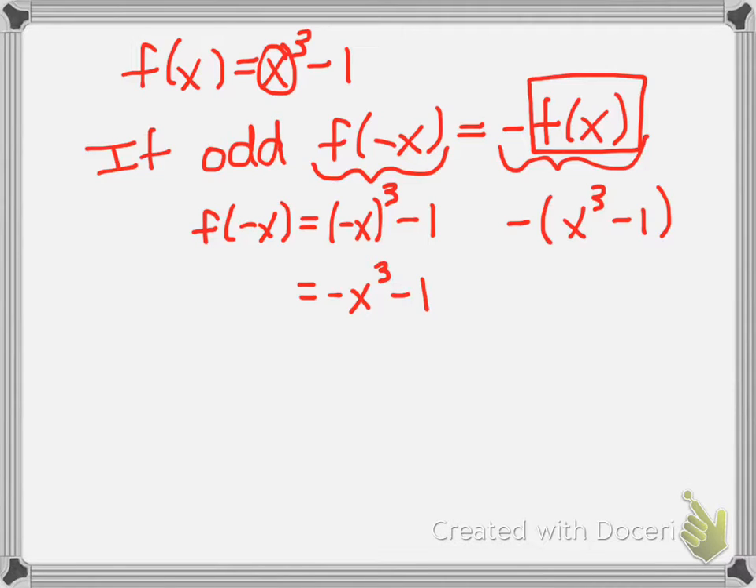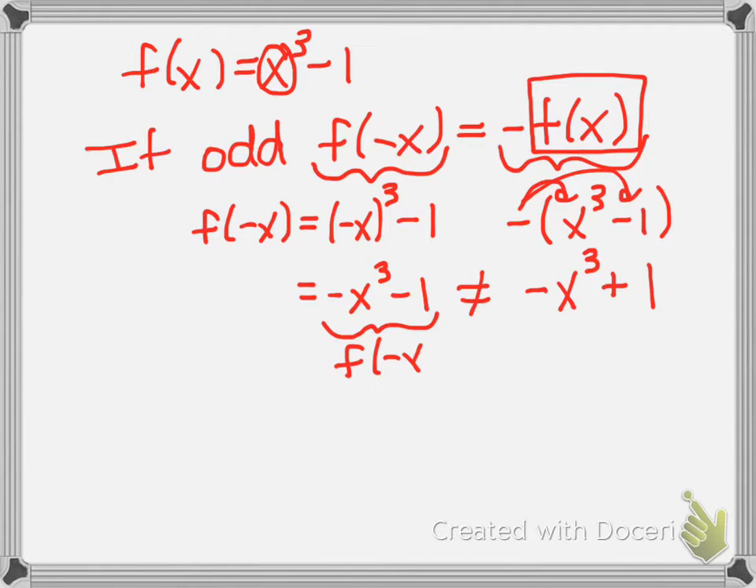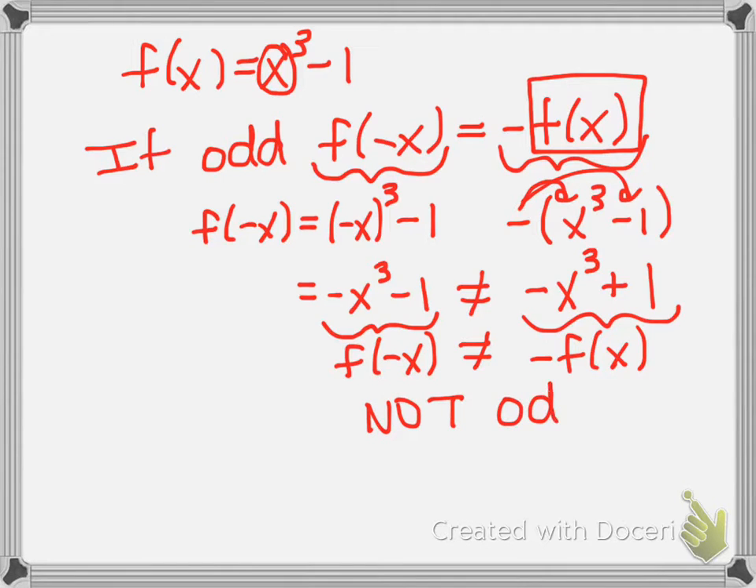And then I would simplify it. And when I simplify it, this negative would distribute through. And so I would see that if it was really the opposite of the original equation, all of the signs in the equation would have changed. So these two things aren't equal to each other. This is what I got when I did f of negative x, and it's not equal to what I got when I did the opposite of f of x. So I just proved that it's not odd.